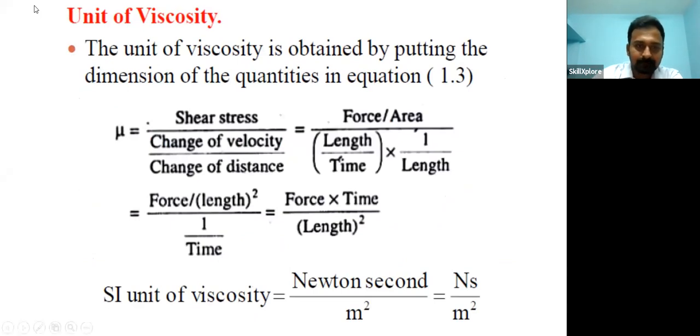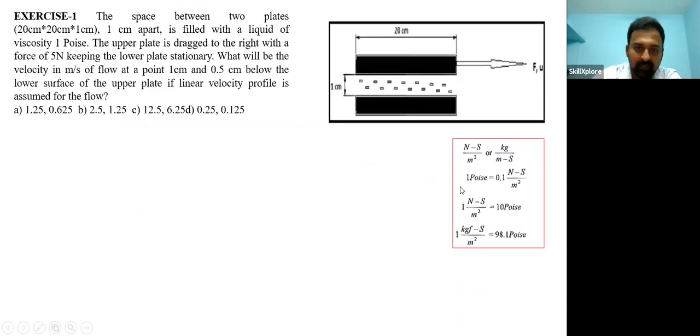These are the units of viscosity. Here you can see that this is called tau, and this is the change in velocity, which we call du, and dy is the change in distance. So the dimensional analysis is done here, and the SI unit of viscosity is Newton second per meter square. It also has different terms, which we are going to see in a later part.